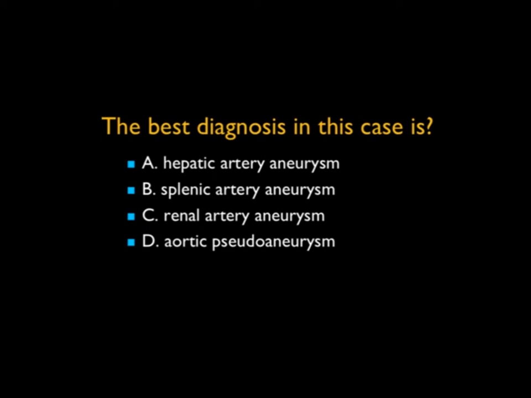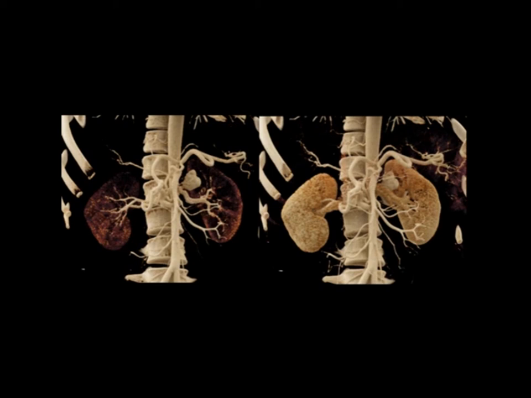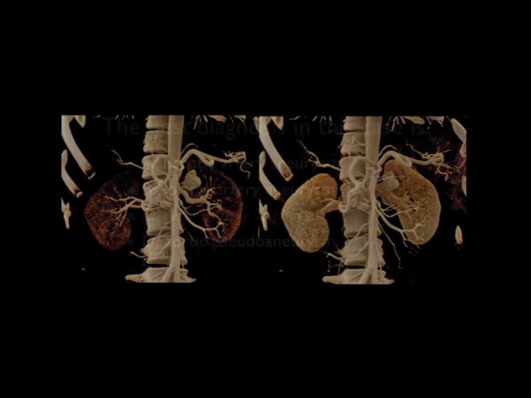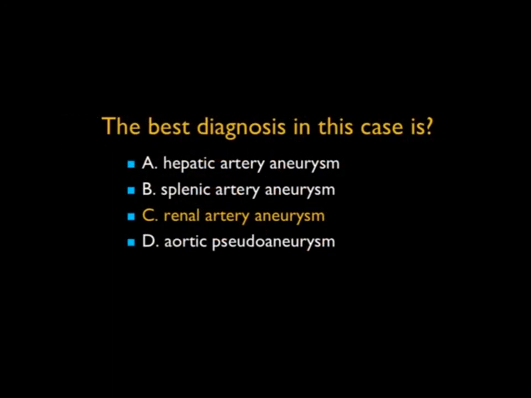And I asked you what the best diagnosis is. If you look carefully, you can see an aneurysm, or you want to call it a pseudoaneurysm. And if you look carefully, it's coming off the renal artery on the left side. And this was a large renal artery aneurysm that was eventually resected. Sometimes you might look and say, is this coming off the aorta? But you can see it's not. It's not splenic artery. It's not hepatic artery. It's renal artery aneurysm. Renal artery aneurysms are not uncommon, but they're typically a whole lot smaller than it was in this case.